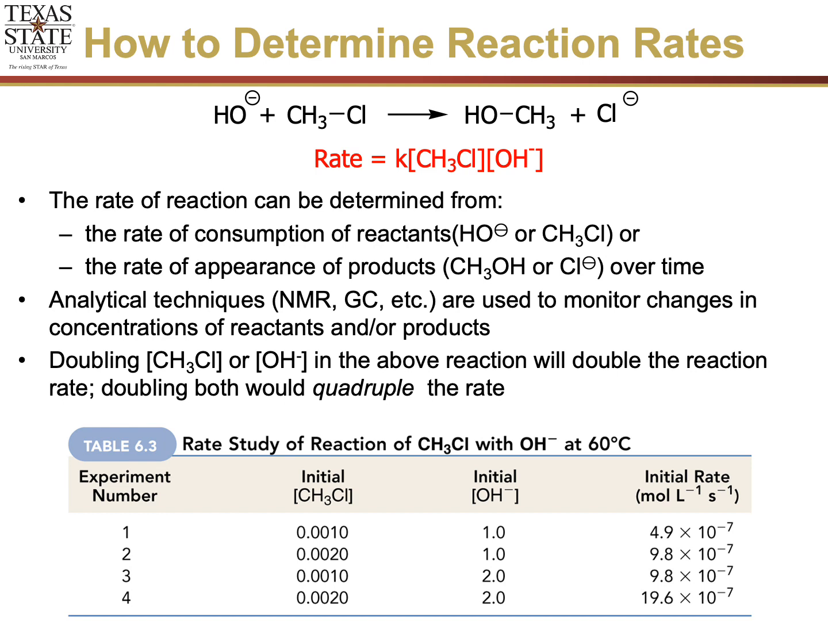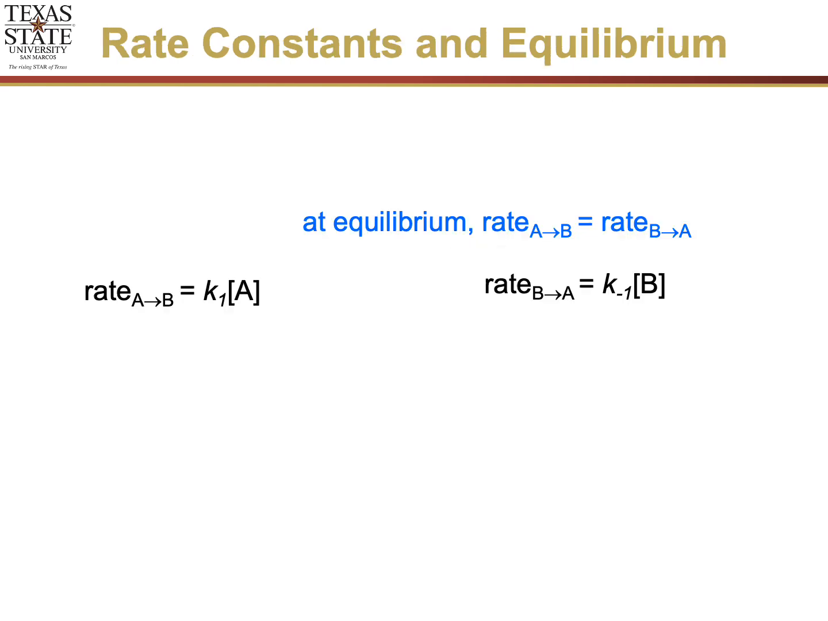Let's do another experiment where we double both of the systems. When we double both the methyl chloride concentration and the hydroxide concentration, we see a quadrupling or 4 times the initial rate. Okay, so what this tells us is that our reaction rate is based on the concentration of both the methyl chloride and the hydroxide. If we double the concentration of either reagent, we see a doubling of the reaction rate. If we double the concentrations of both reactants, then we get a quadrupling of our reaction rate.